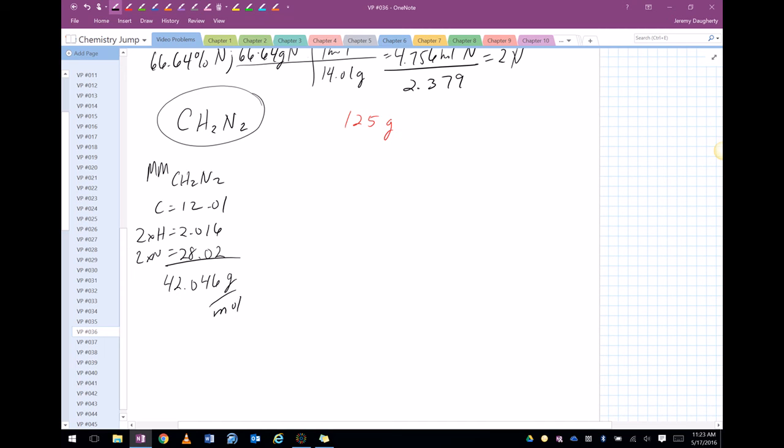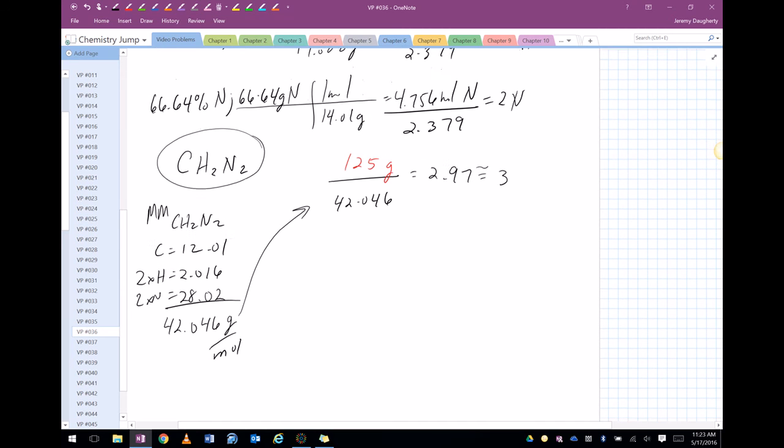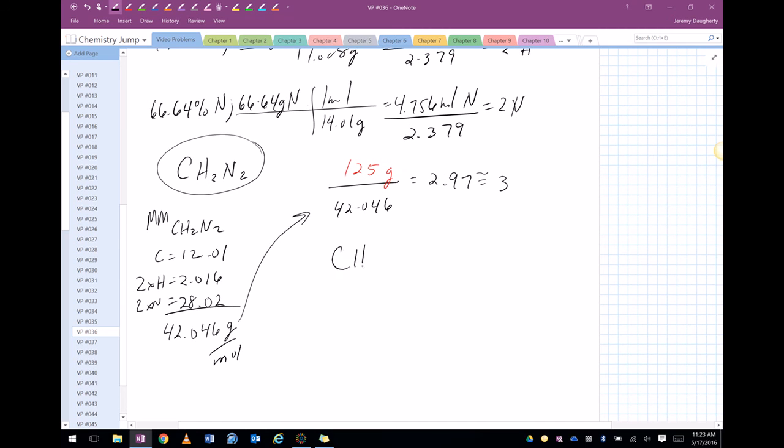So 125 divided by 42.046. What do we get? I get 2.97, which is close enough to 3. That means I need to take CH2N2 and multiply by 3, because it's saying the empirical formula goes into the molecular formula 3 times. So it's going to give me C3H6N6. So there's empirical versus molecular formula.